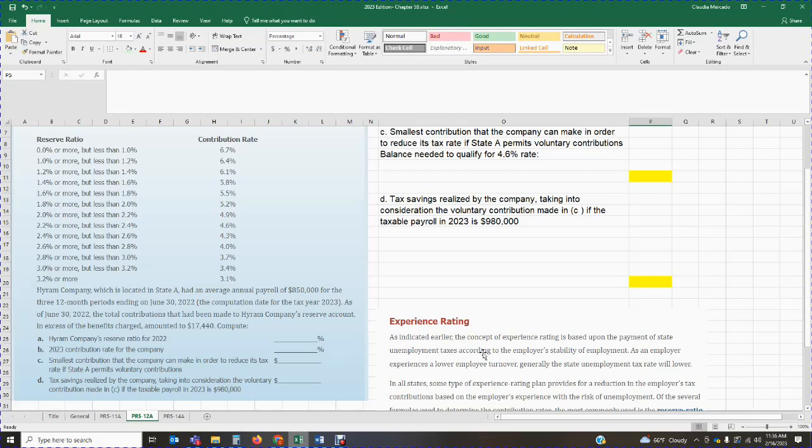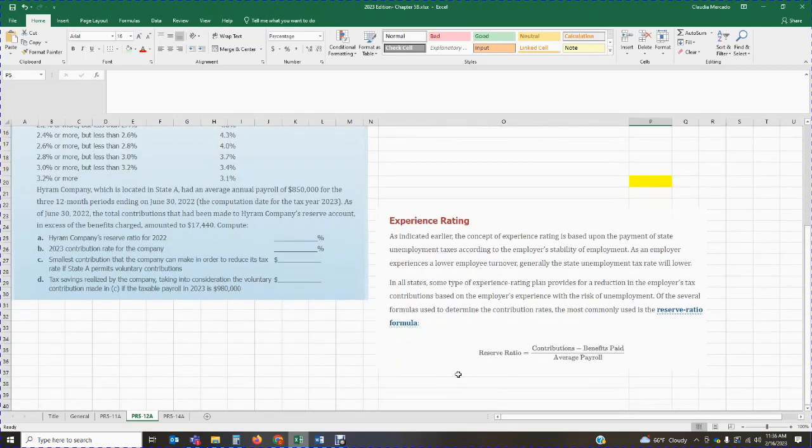If we look at your textbook, we have the reserve ratio formula. In this section, it states, as indicated earlier, the concept of experience rating is based upon the payment of state unemployment taxes according to the employer's stability of employment. As an employer experiences lower employee turnover, generally the state unemployment tax rate will be lower. That makes sense. The fewer people that claim unemployment benefits from your organization will cause your state unemployment tax to be lower. If you have a very high turnover, that's going to cause your tax to be higher.